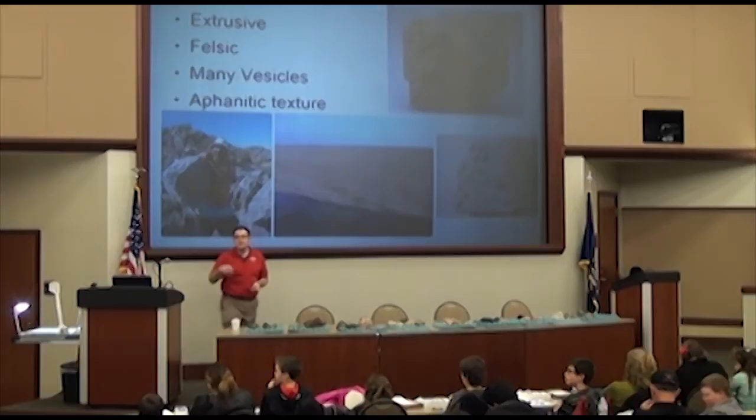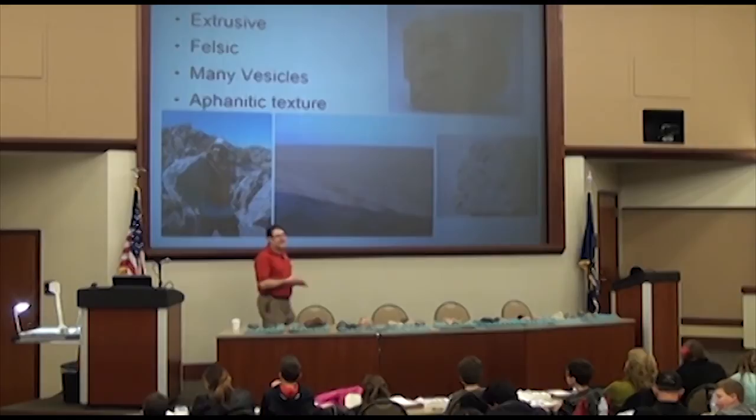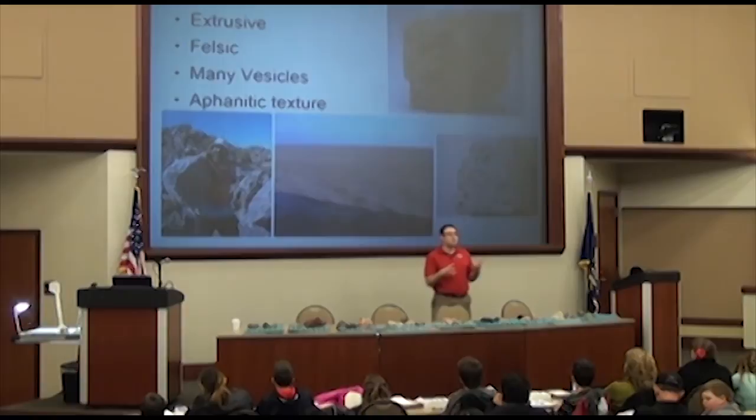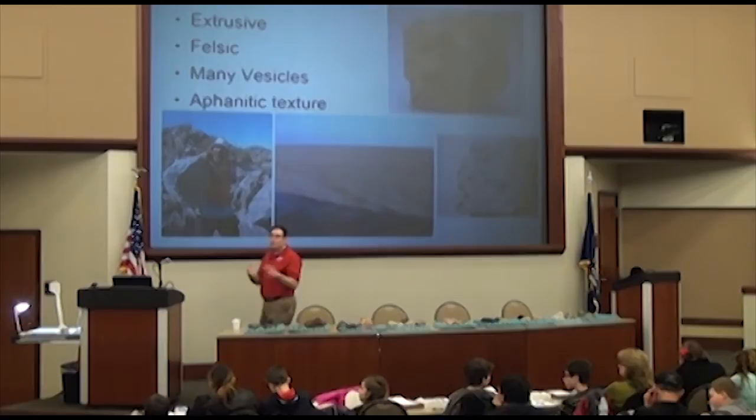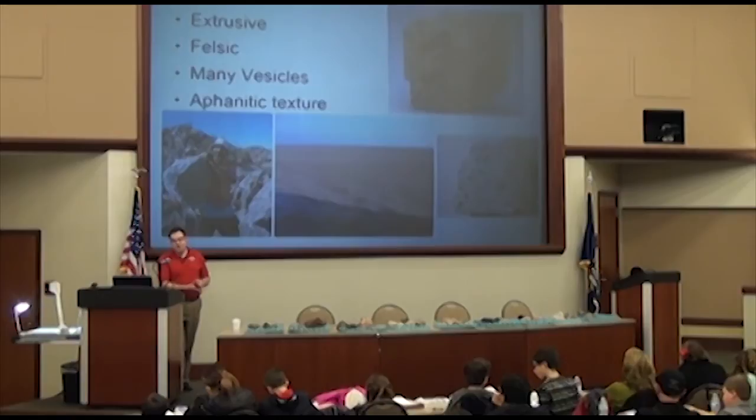So pumice, it looks a lot like scoria, and it forms very similarly. It's got all those bubbles in it. It's really lightweight, and it's almost always lighter. It's got a little bit of a different mineral structure to it, different mineral components. So it's usually whitish or grayish instead of reddish or brownish. But it will always have lots of holes in it.